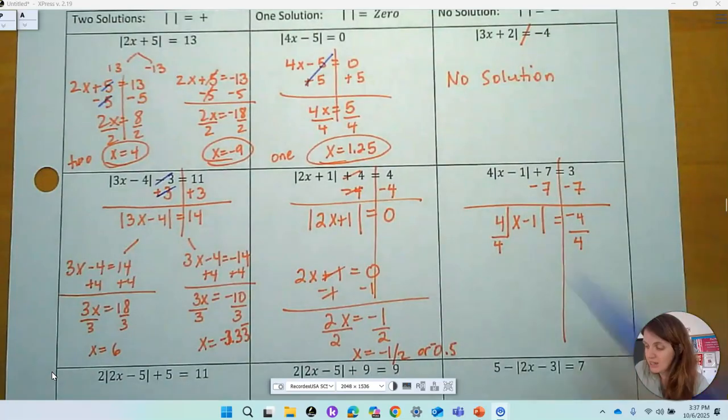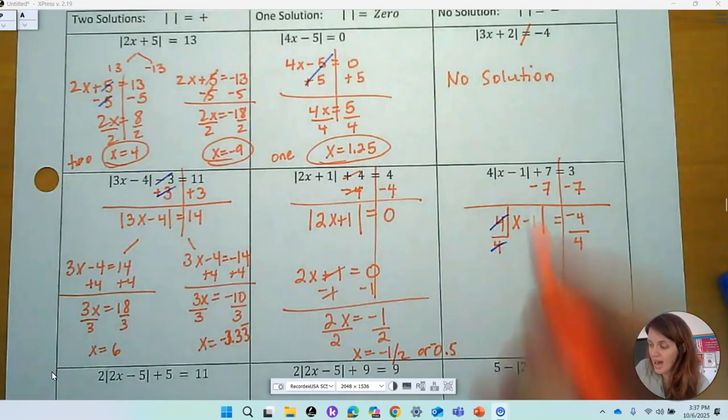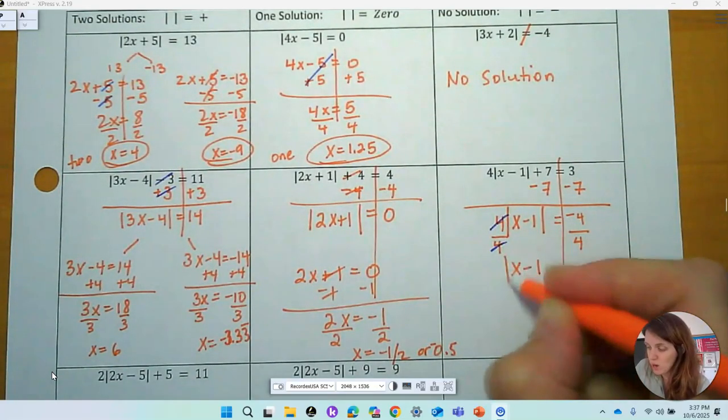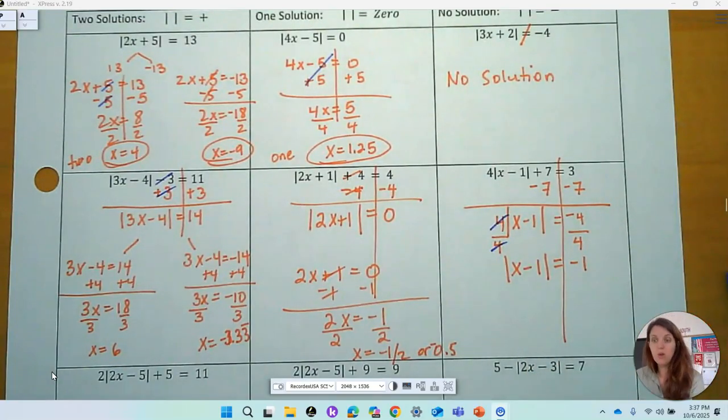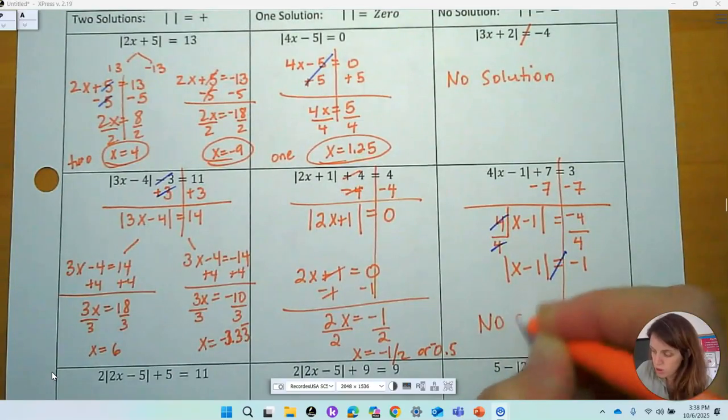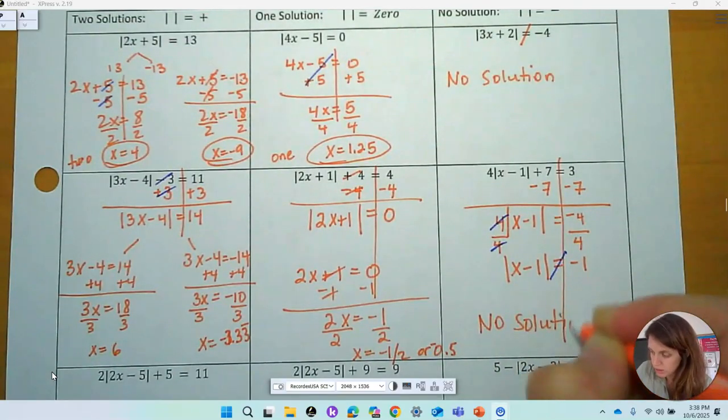If I divide it away, I'm going to end up with x minus 1. The absolute value of x minus 1 is equal to negative 1. We know that a negative number cannot be an absolute value, so this problem does not have an equals. It has a not equals. This cannot be true. So we know there is no solution.